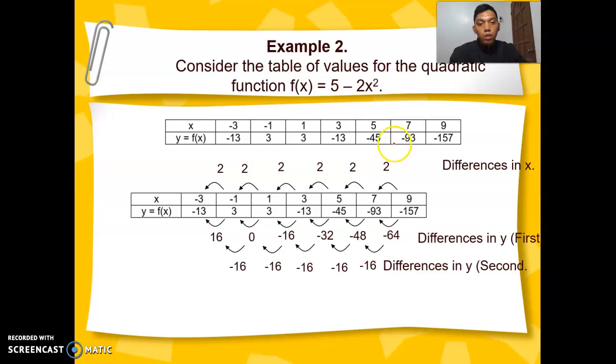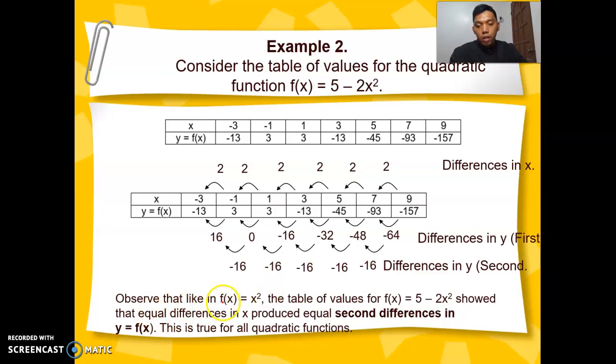When can you tell that the given table is not a quadratic function? If the first differences are the same, then it's linear. But if the second differences are not the same, and you still have other differences, then that is also not a quadratic function. Observe that in the table of values for f of x equal to 5 minus 2x squared, equal differences in x produce equal second differences in y. This is true for all quadratic functions.